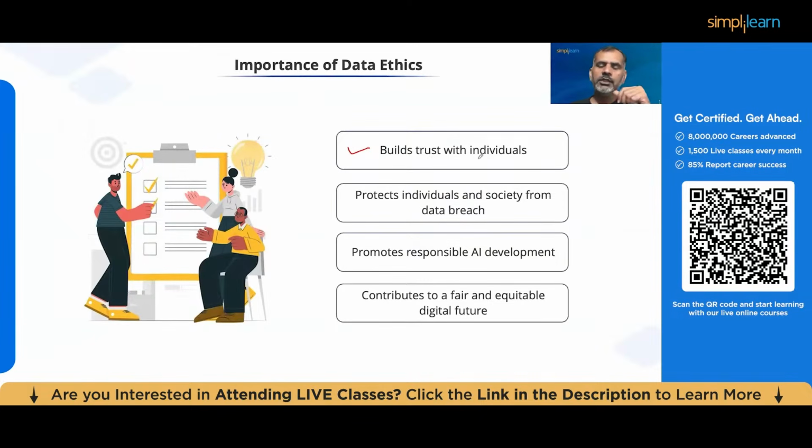Whenever a user is connecting with you, whenever a user is sharing his data with you on any platform, if you come up with all these data ethics principles, it will help you to build trust between you and the customer, the entity. Then it protects individuals and society from any kind of data breach.